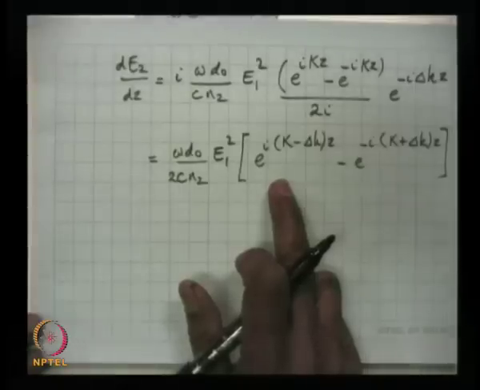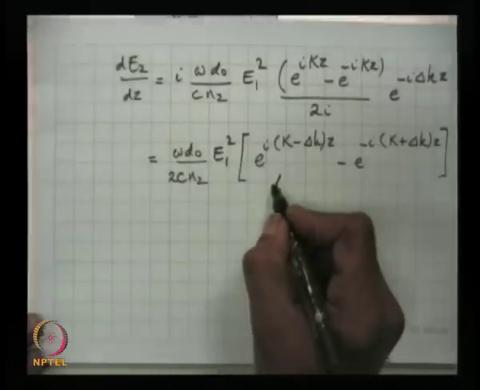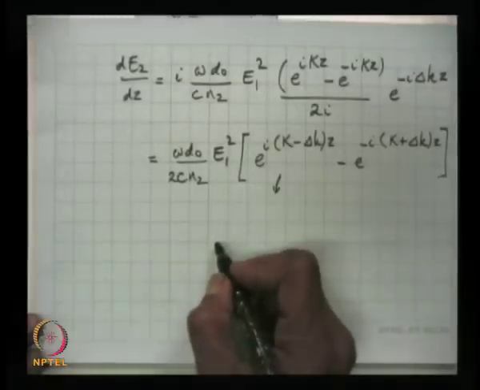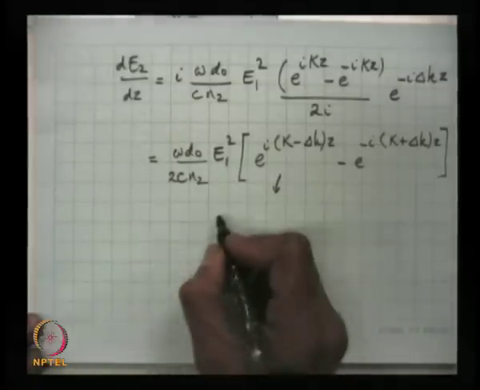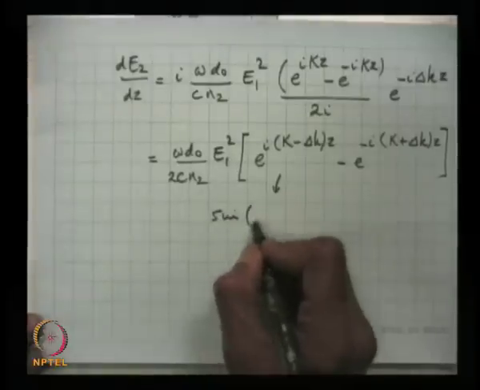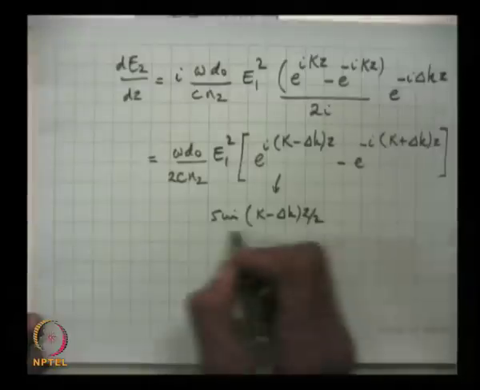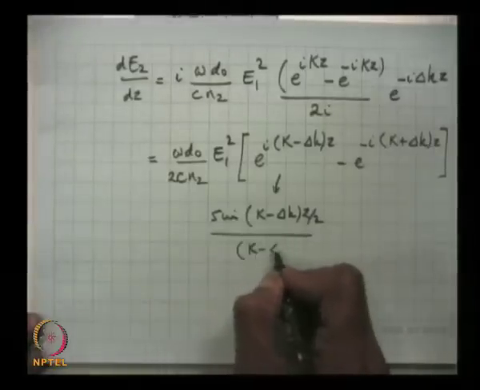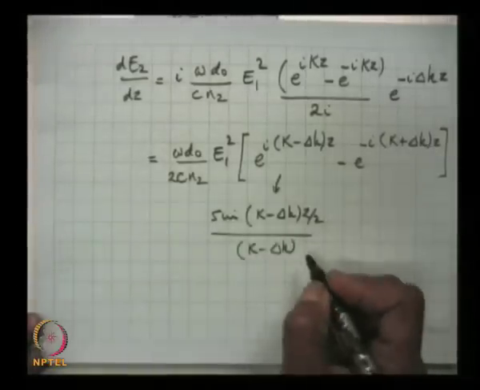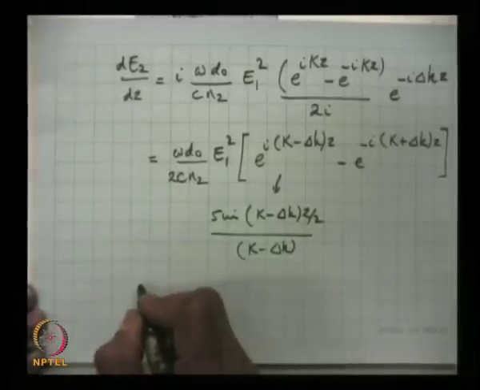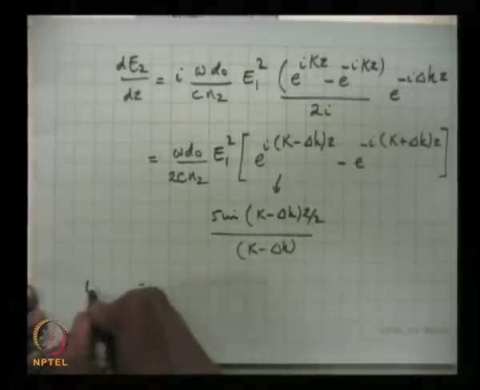Now, I can solve this equation again with no pump depletion, which means assuming E1 is a constant. So, what will this term give me? This will lead to another sinc function. You will get something like sin((K−Δk)z/2)/((K−Δk)/2). Okay, let me actually solve this equation. So, this is simply if I integrate. So, if I integrate this equation, what will I get?